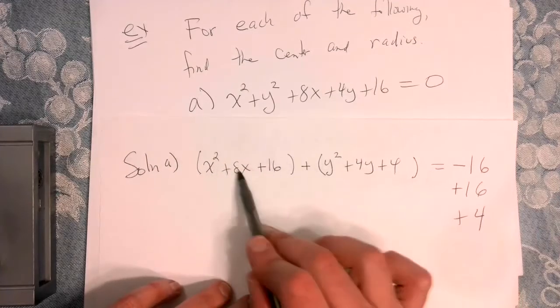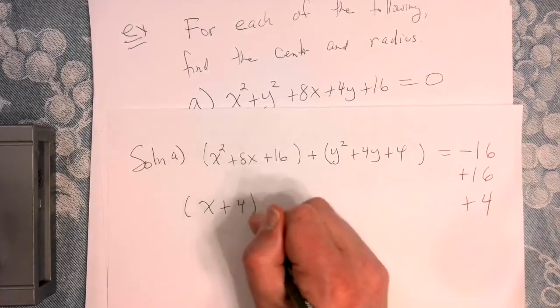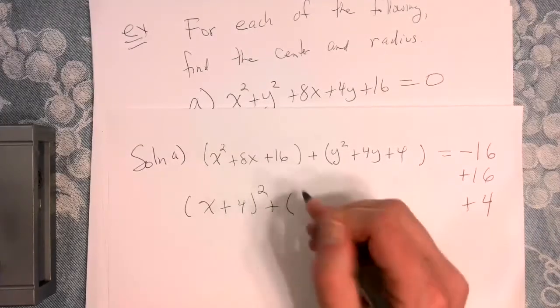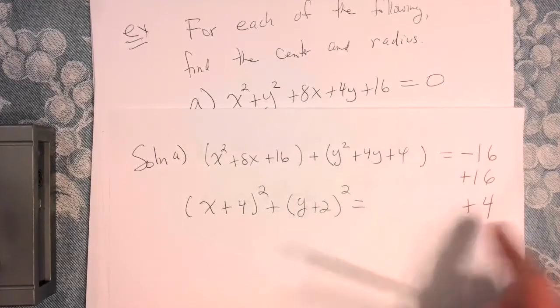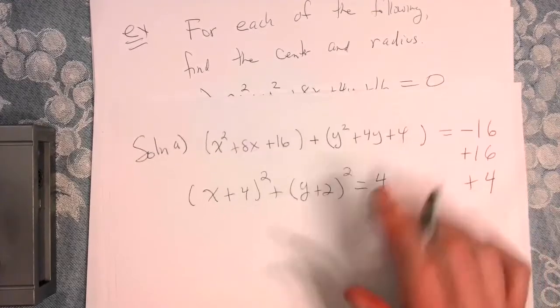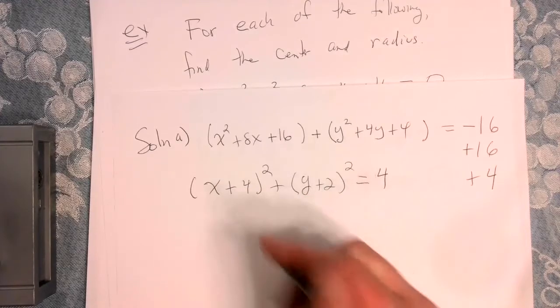So now we can factor each of these. This will factor into (x + 4) quantity squared. This will factor into (y + 2) quantity squared, and I'm left with 4. So that means my center is at (-4, -2).